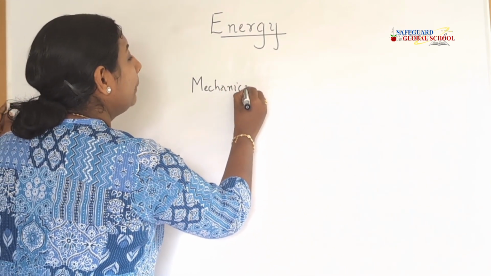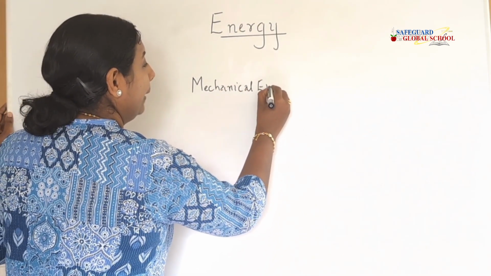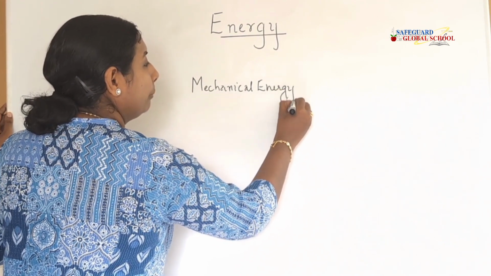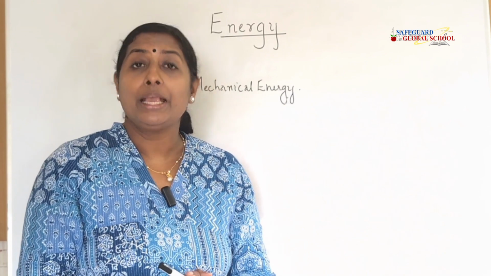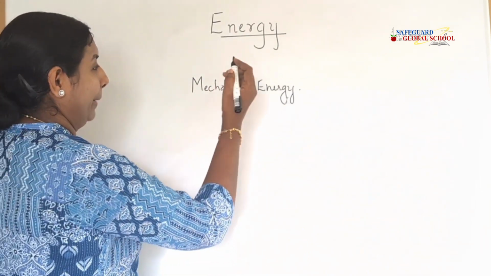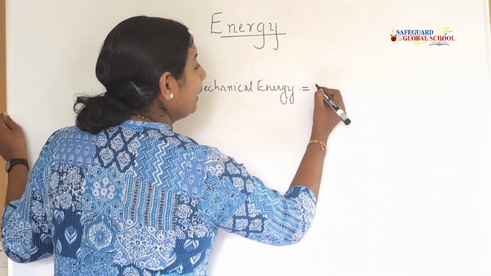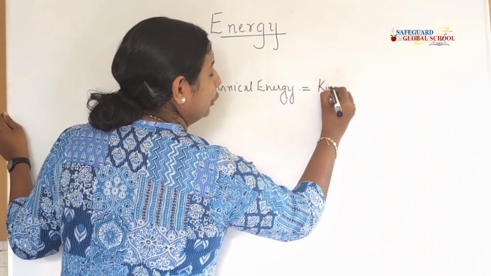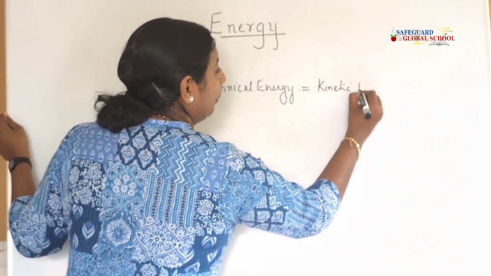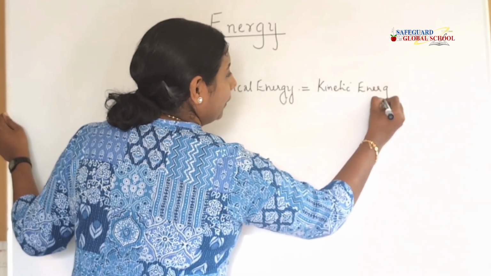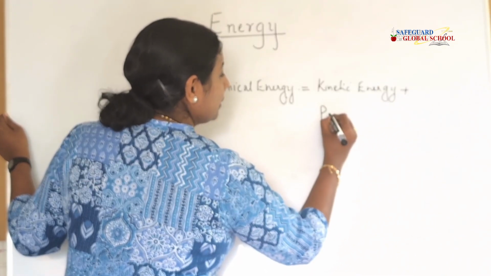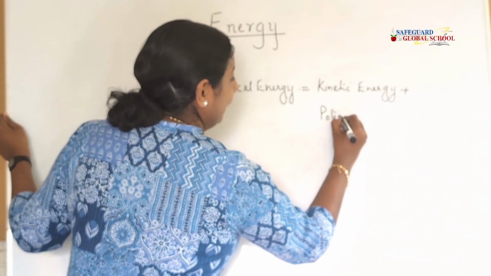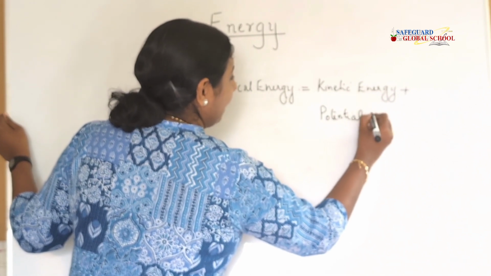So what do you mean by mechanical energy? The mechanical energy of a body is the sum total of its kinetic energy and potential energy. So mechanical energy of a body is equal to its kinetic energy plus potential energy. These two terms we will deal with separately in the coming classes.